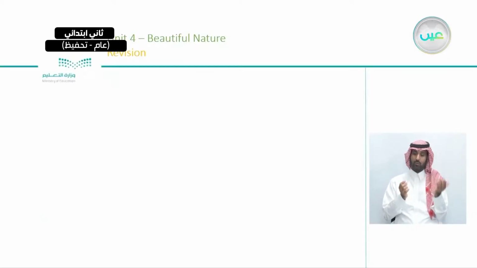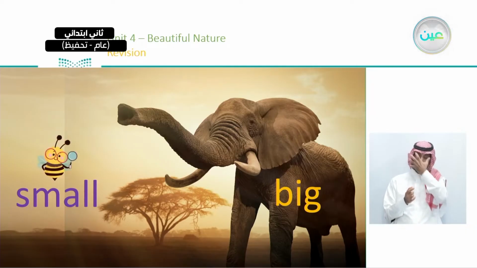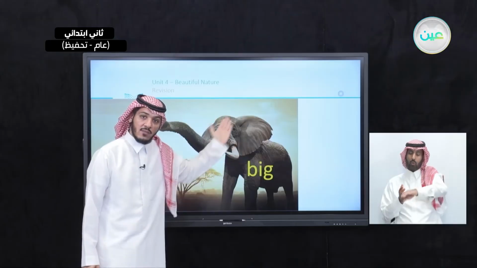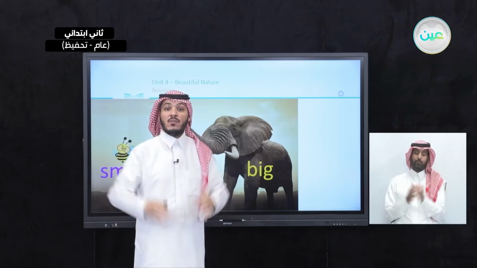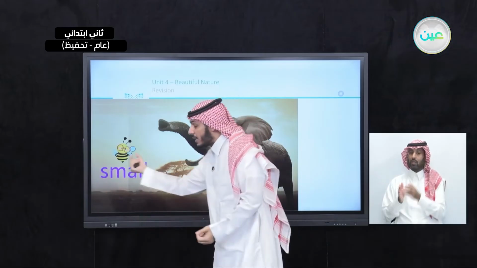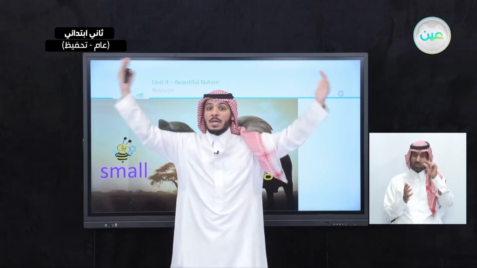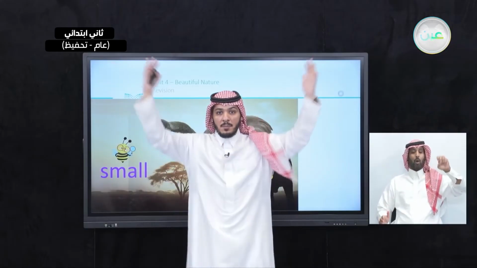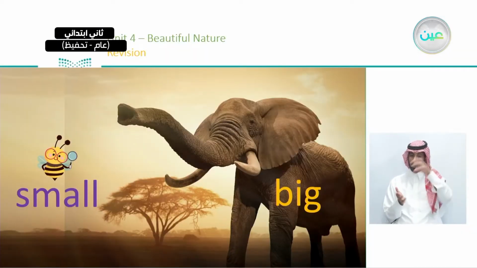Short. Excellent. Now we have this animal and this animal. What is this? This is an elephant. Excellent. And the elephant is what? Big. Excellent. A big elephant. And we have a bee here, and the bee is what? Small. Excellent. So we have big and small. We have two opposites here. Big is the opposite of small.